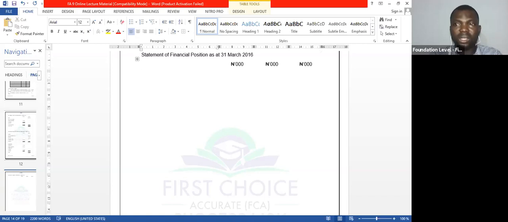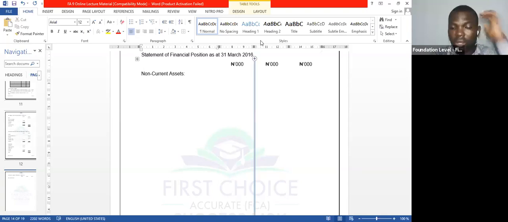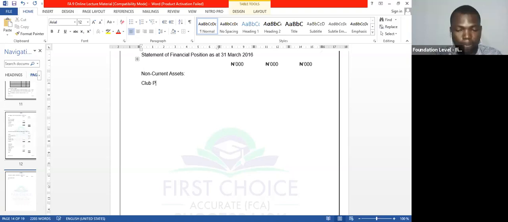Whenever we are starting, we start with our non-current assets. Now, what are the non-current assets that we have here? The non-current assets that we have here are those that have depreciation. Firstly, we have club premises. The second one is furniture.